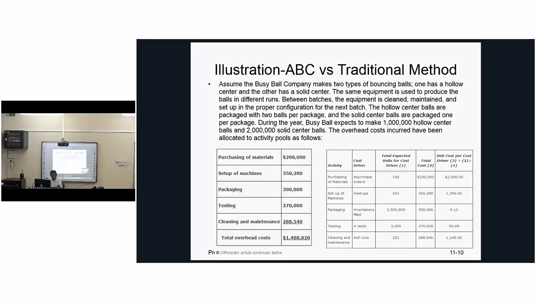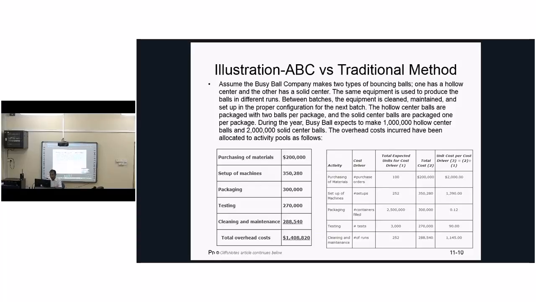There's a company called Busy Ball. They make two types of bouncing balls. One has a hollow center and the other has a solid center. You use the same equipment to produce the two types of balls, but not at the same time; you use two different runs. And obviously between the batches, the equipment is cleaned, maintained and set up for the next batch.